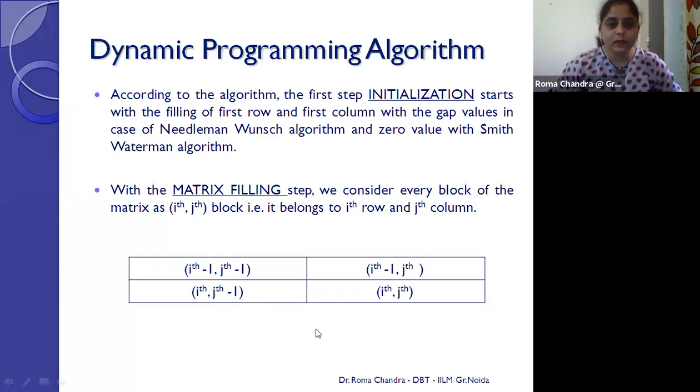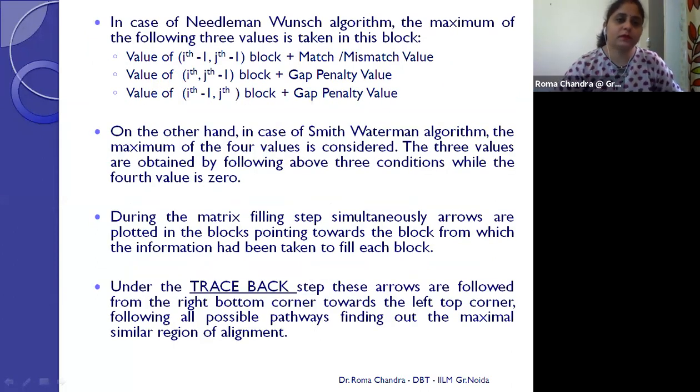So how? The value that was in the diagonal block, we can add the match or mismatch value to it. For the block that is horizontally upwards, and the block on the left side of your block, you need to add the gap penalty values, and then you will consider the maximum of all these three. Whichever is the maximum out of all these three, we will consider that value. How, I'll let you know.